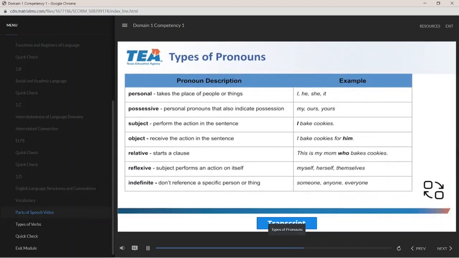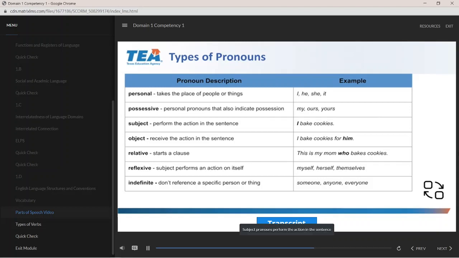Types of pronouns. Personal pronouns take the place of people or things, as in he, she, or it. Possessive pronouns are personal pronouns that also indicate possession, as in my, ours, or yours.